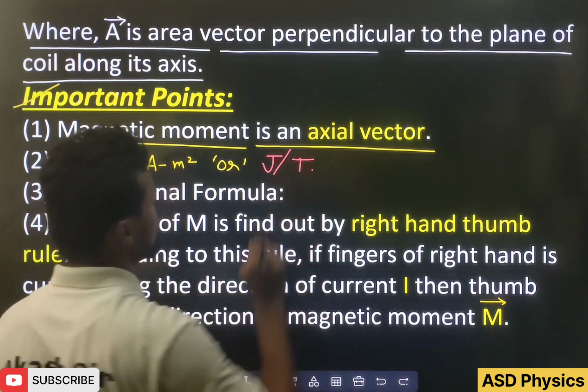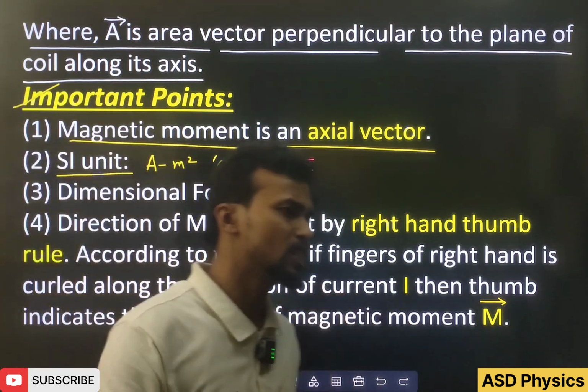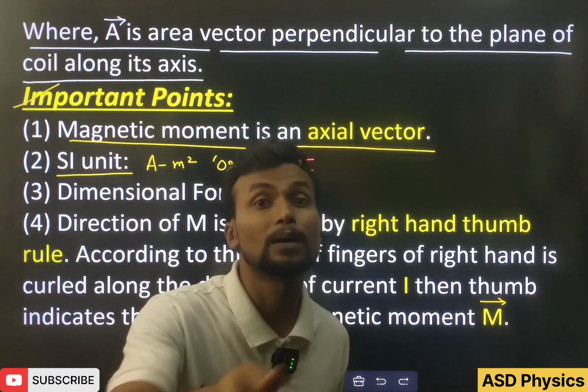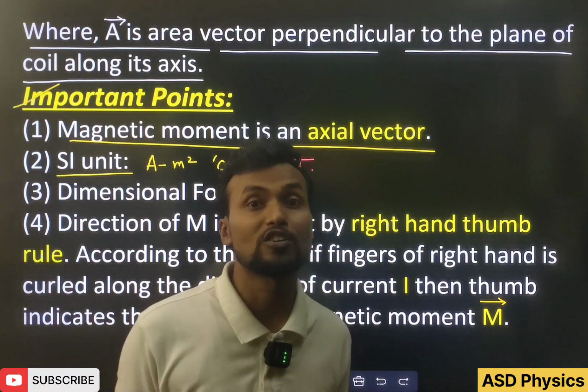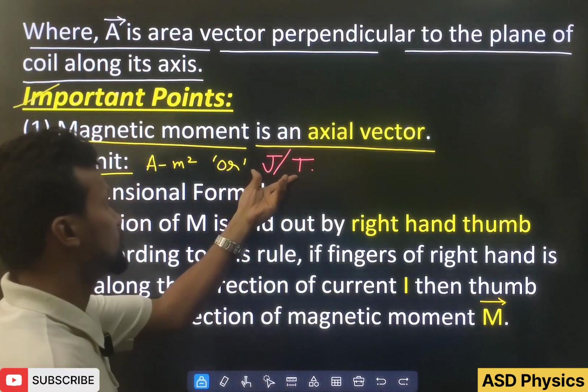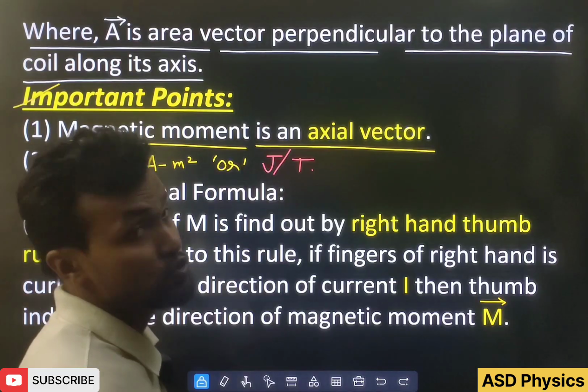What is the SI unit? Joule per Tesla also. When we will learn the formula like a work done to rotate the magnet, W equal to MB cos theta 1 minus cos theta 2. From there we used to get this SI unit, joule per Tesla.